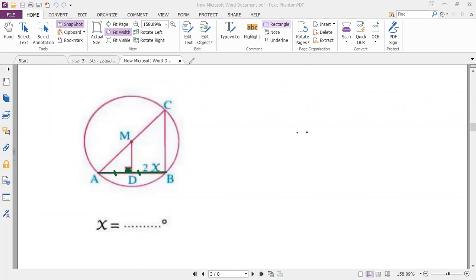And here we have a diameter. AC, sorry, is a diameter. And AM is a radius, and MC is a radius. So here we have a triangle. ABC is a triangle. And in this triangle, if you remember this information, we have studied it before, focus on this triangle.